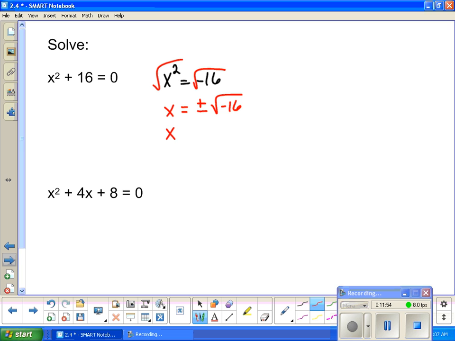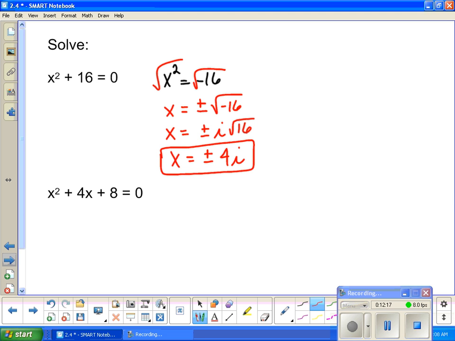First thing I'm going to do is pull out the i. Okay, so that's the negative. Now what's the square root of 16? It's 4. We write the number in front of the i because that's standard form. That's our solution.